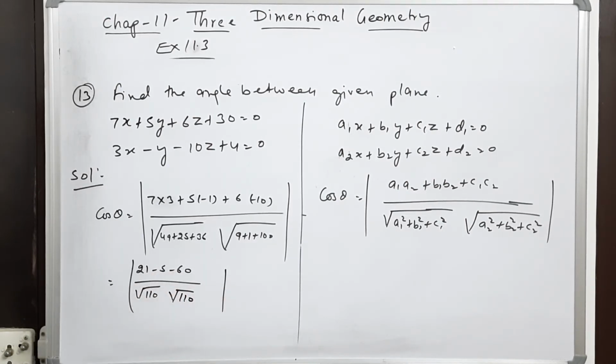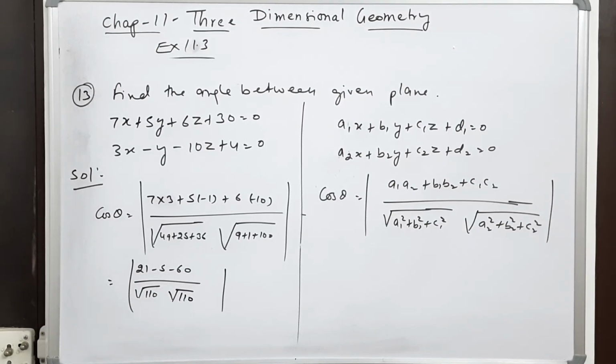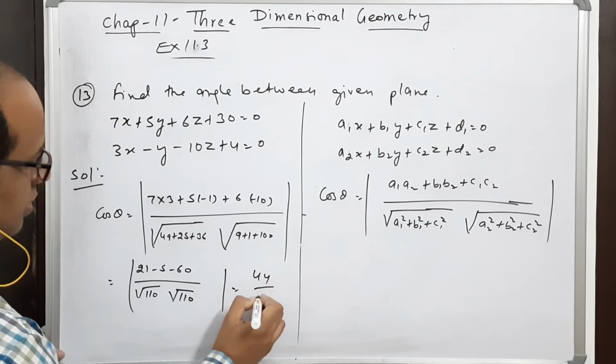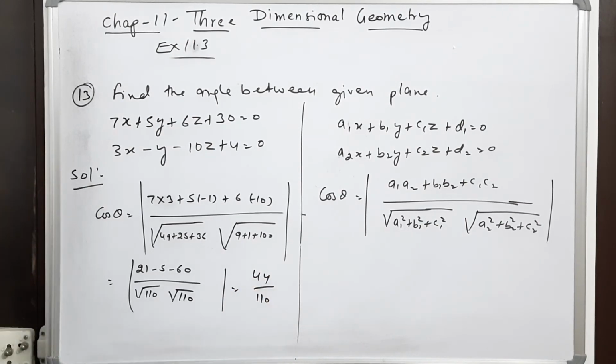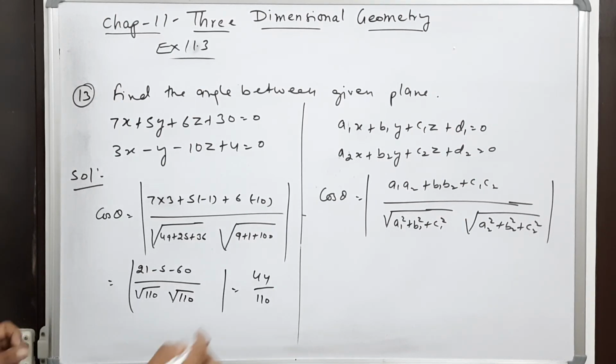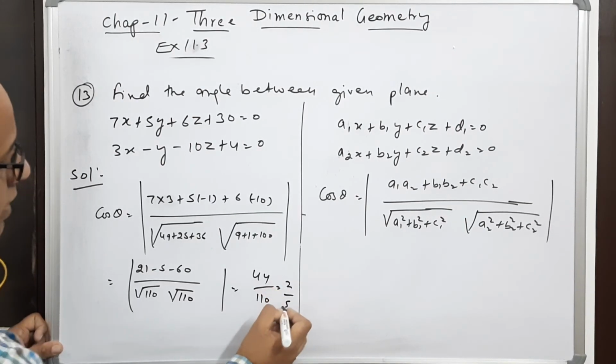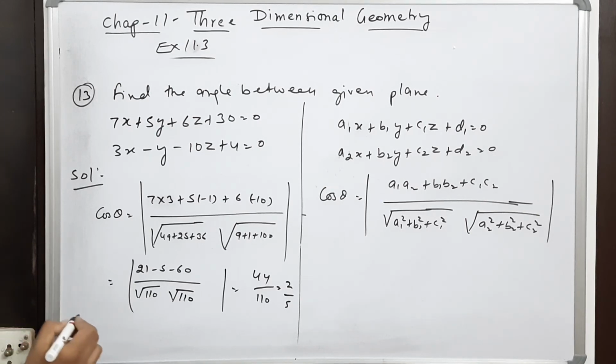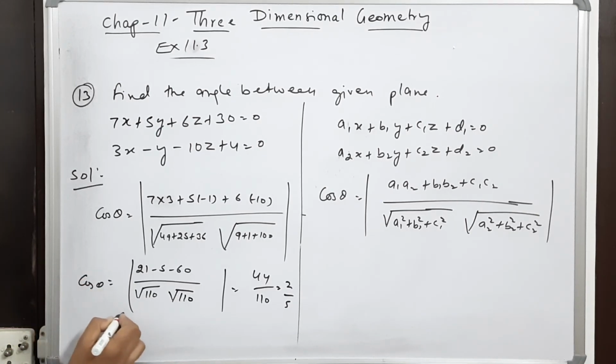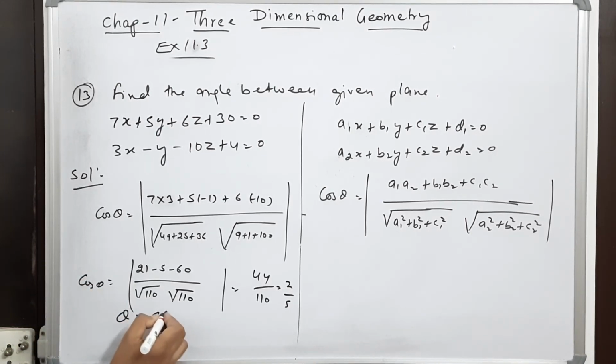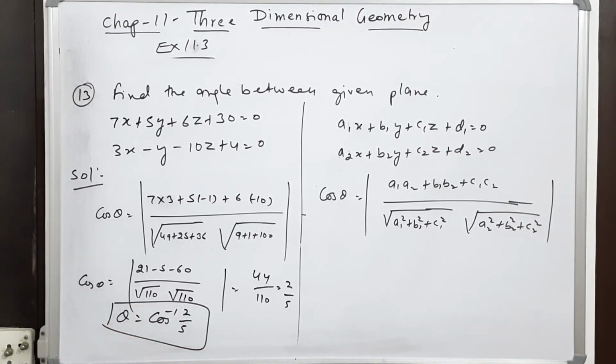So final is, now you can calculate this, 65 minus 21 is 44, it will be negative, we will take it as positive, upon 110. So that will be the angle between. And if you simplify this further then the answer will be 2/5. So the answer is cos theta is 2/5. So what is the value of theta? It is cos inverse 2/5.